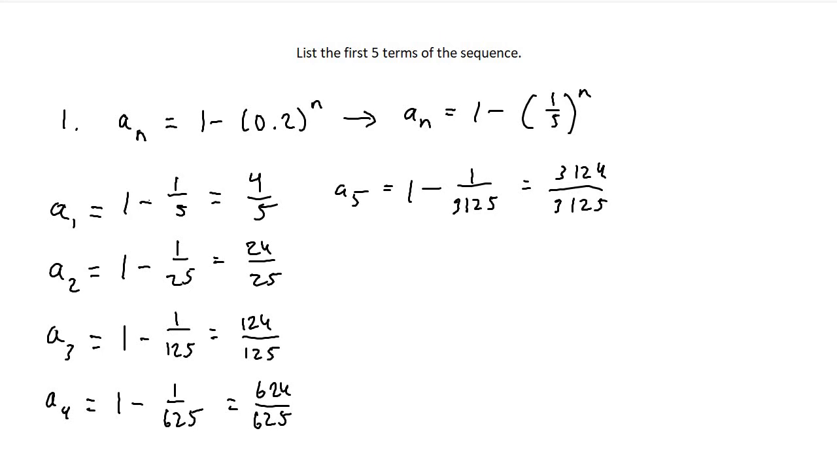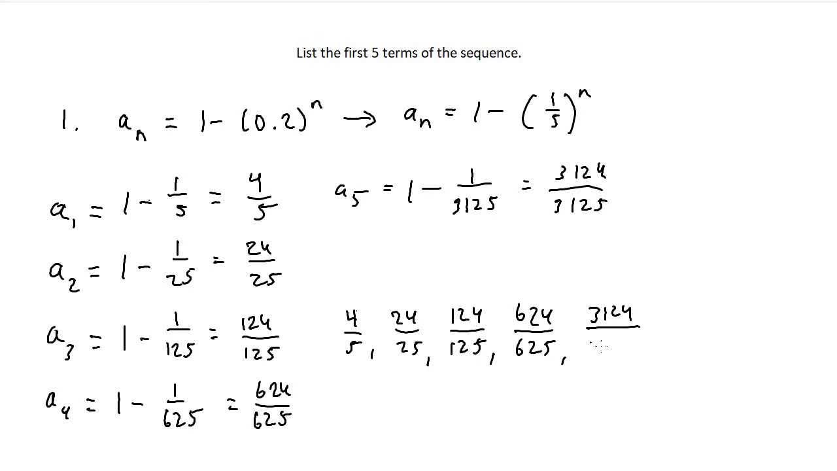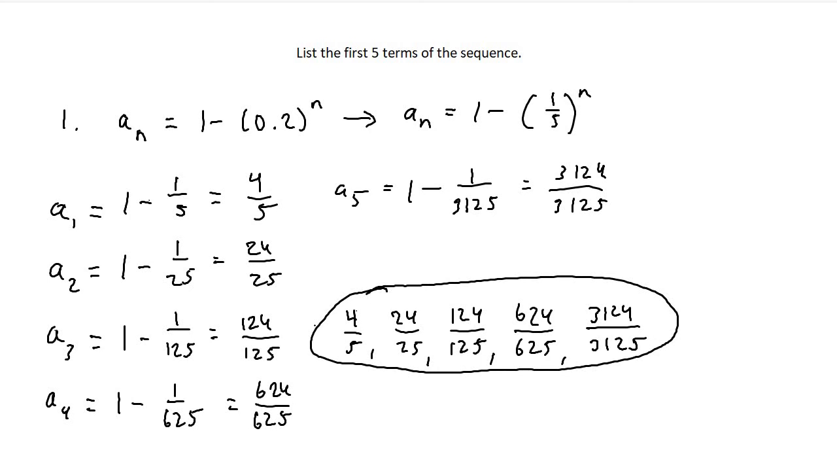So if I were to list out the first 5 terms, I would just write out what I got. So I got 4/5 as my first term, then 24 over 25, then 124 over 125, followed by 624 over 625, and finally 3124 over 3125. And you can also put this in decimal form if you want to.